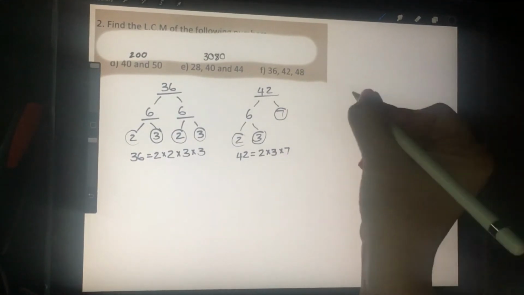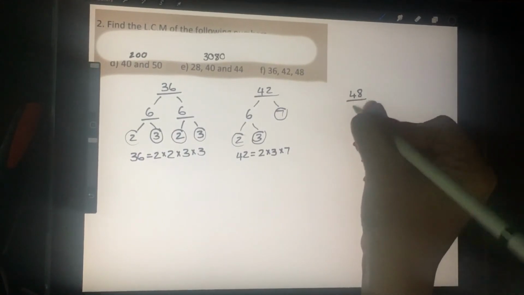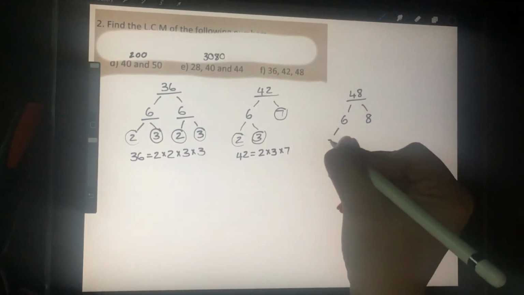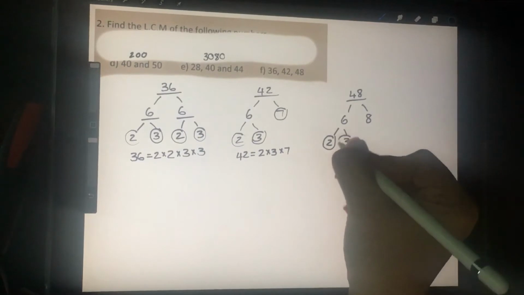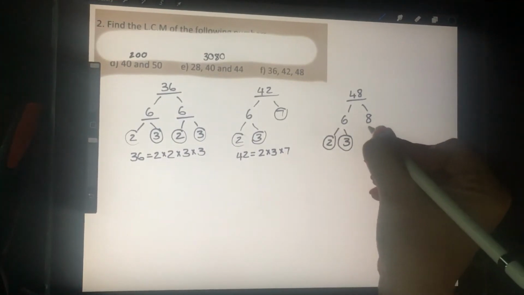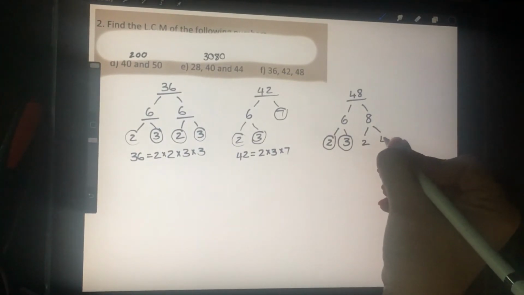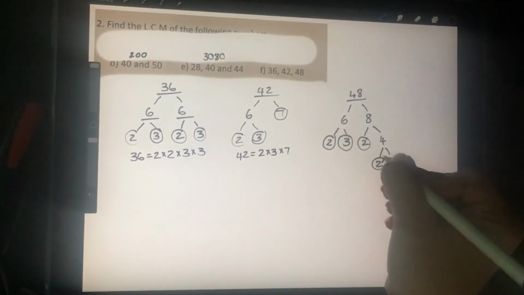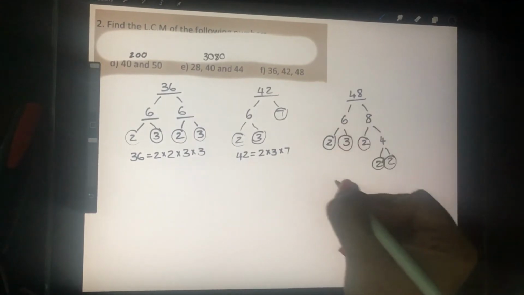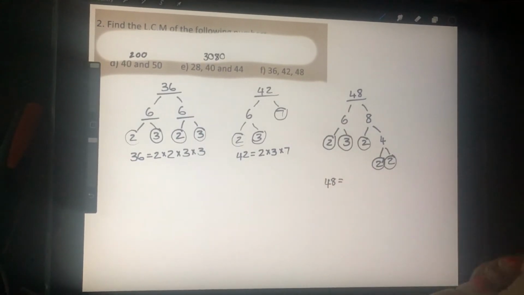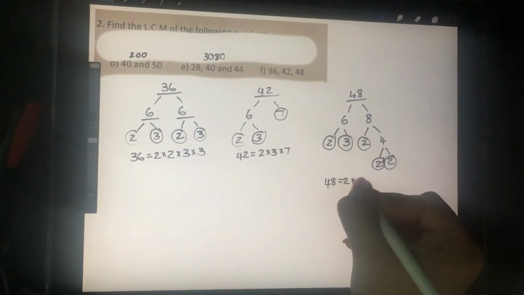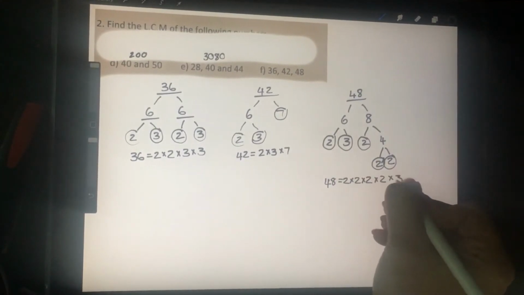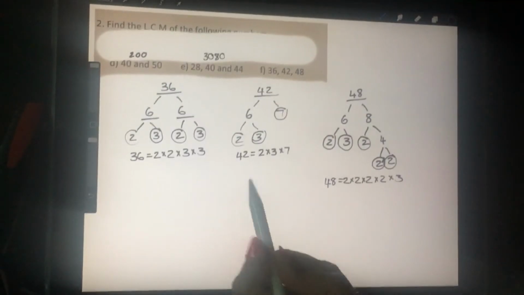Right, and our last number is number 48. 48 breaks into 6 times 8. 6 breaks up into 2 and 3, both prime numbers. 8 breaks up into 2 times 4, where 2 is a prime number, and 4 breaks up into 2 and 2, both prime numbers. So 48, rewritten as a product of its prime numbers, is 2 times 2 times 2 times 2 times 3. Now we draw our little Venn diagram.